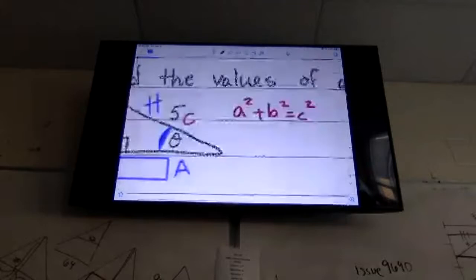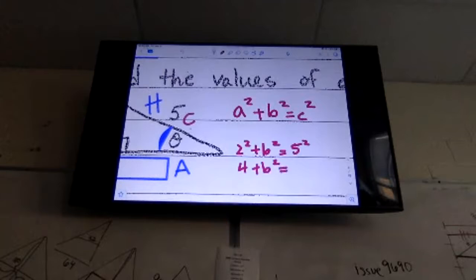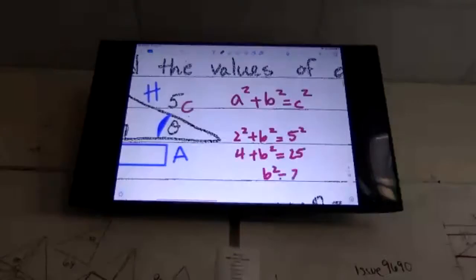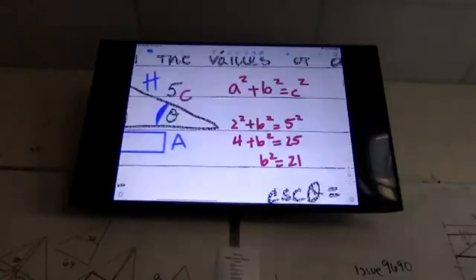All right, so I'm going to plug it in. I'm going to say, okay, I got 2 squared plus B squared equals 5 squared. 2 squared is 4 plus B squared equals 25. Minus my 4 from both sides, B squared equals 21. Square root, B equals square root of 21.